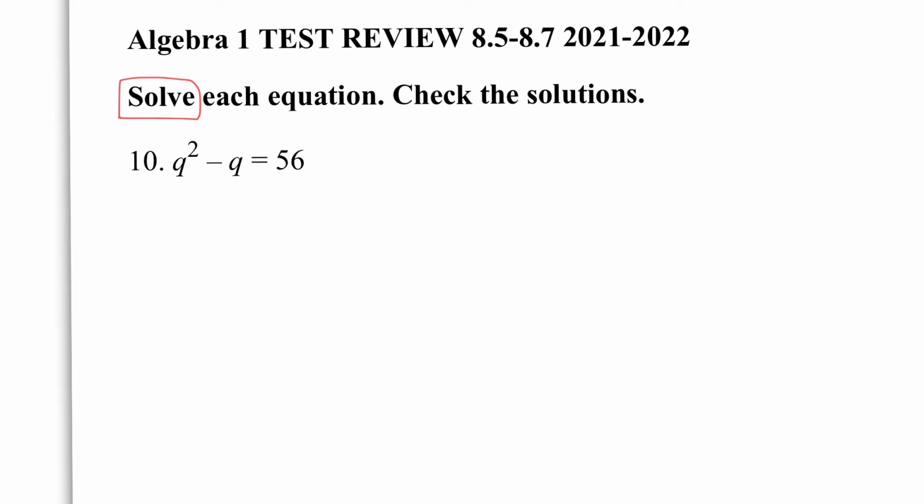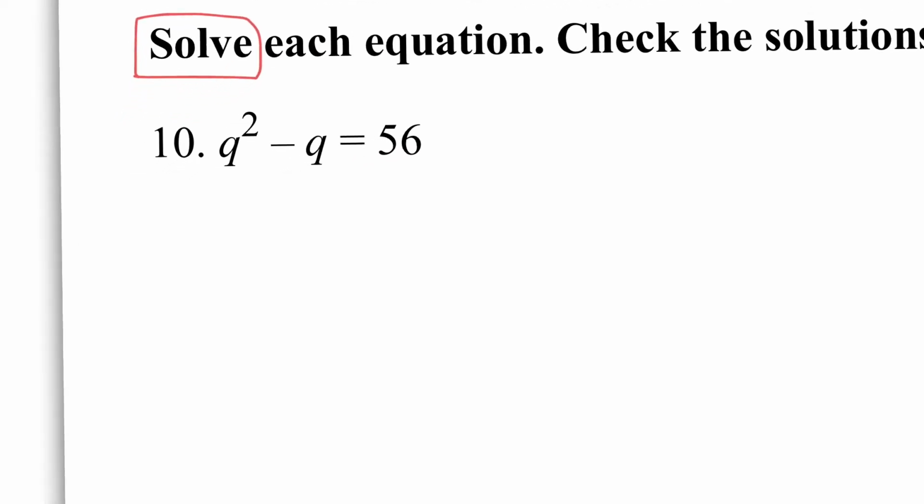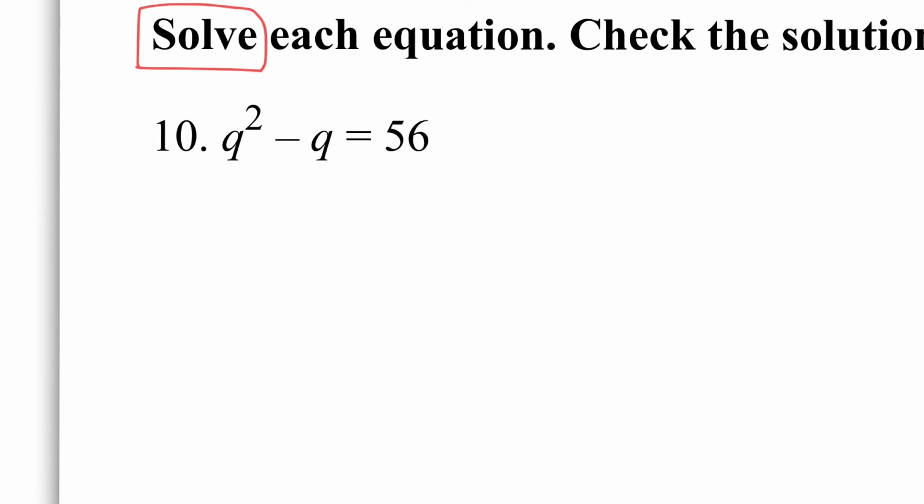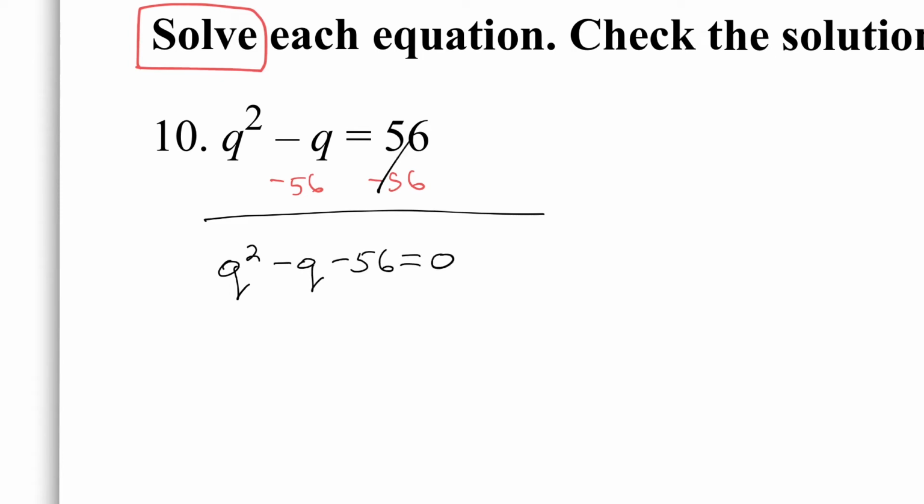In order to solve by factoring, we need a 0 on one side. Right now, we don't have a 0. So I'm going to do the opposite of the 56. Let me just zoom in here a little bit more. And we're going to subtract 56 from both sides. Make sure that you guys check if you have like terms. We do not have like terms on the left side. So I'm going to bring down the variables. Q squared minus Q minus 56 equal to 0. The 56 cancels on the right side.